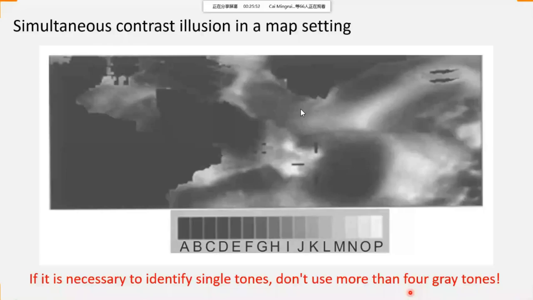If you just want to raise the impression of a nearly continuous tone sequence, then it's no problem. The problem starts if you should identify them. If you should identify single tones, that's important. Then don't use more than four. Four is the limit.